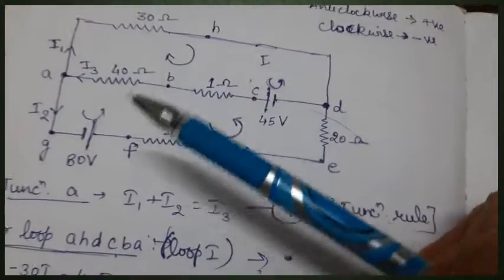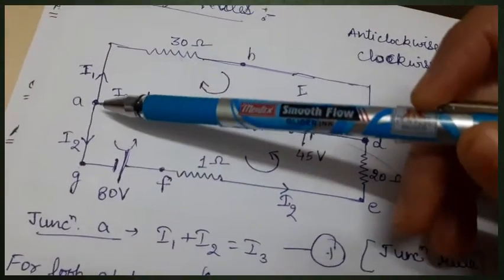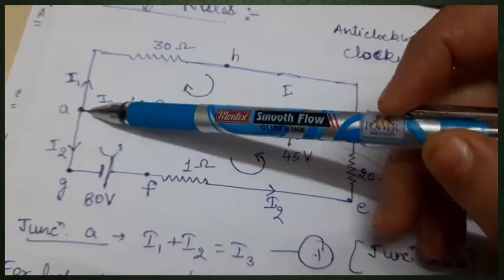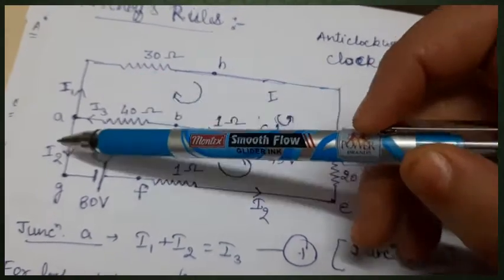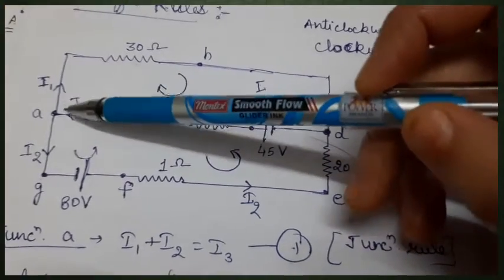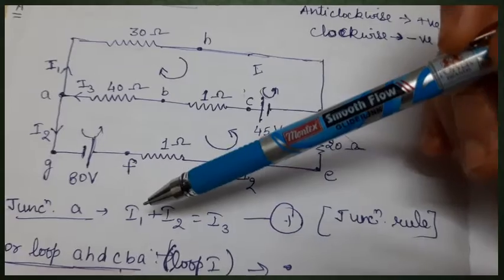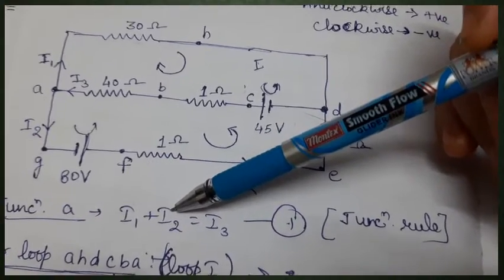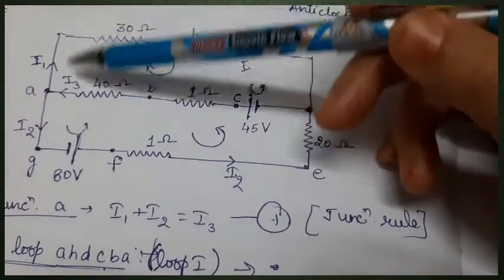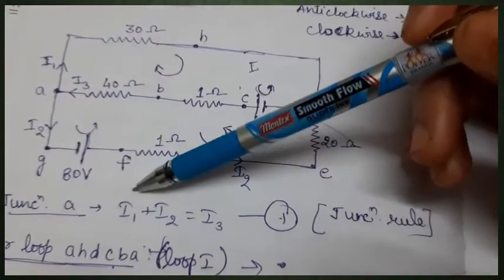Now first we consider junction A. We are applying the junction rule here. So you see at junction A, the currents I1 and I2 are the ones which are leaving the junction, while I3 is entering the junction. And according to Kirchhoff's first rule or junction rule or current rule, you can say any of the three, all three mean the same.